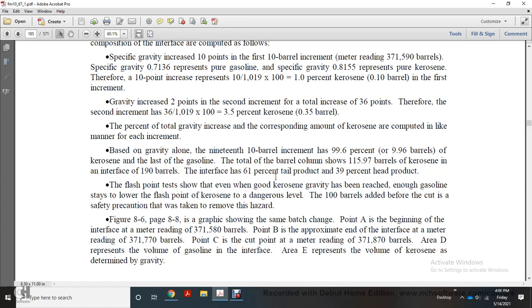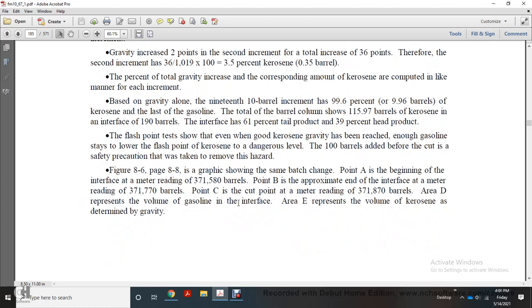A flash point test shall show that even the good kerosene has reached enough gasoline to stay below the flash point kerosene dangerous level. The 100 barrels added before the cut is a safety precaution taken to remove the hazard.